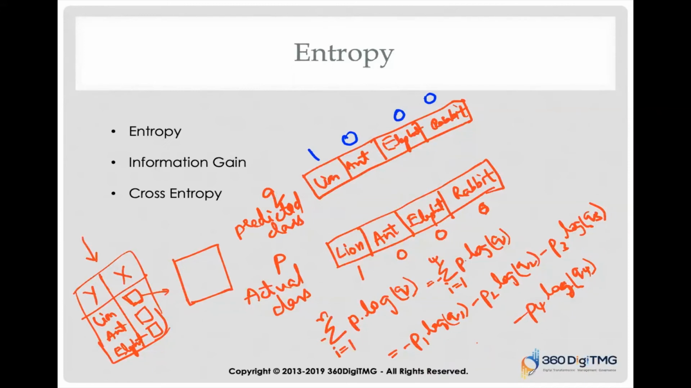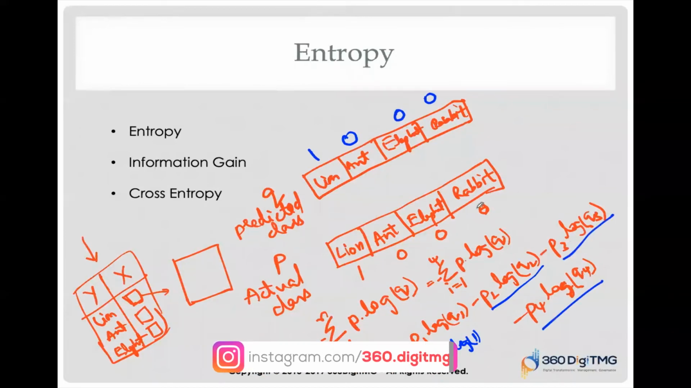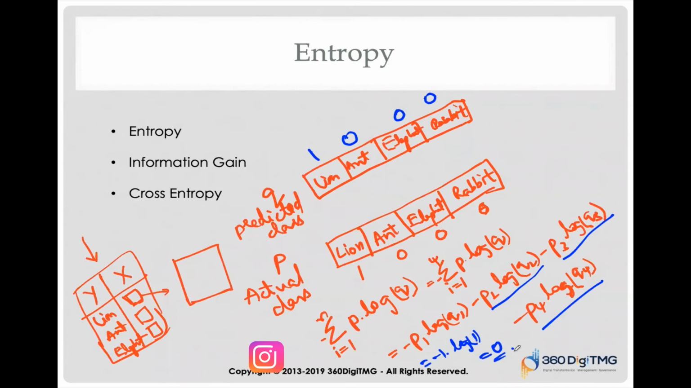Yep. So what would you get then? It'll be 1 into minus 1 into log of 1, because here q1 is 1, minus 0 into log of 0. This will become 0. P3 is 0 into log of 0, which will become 0 anyway. P4 is 0 into log of q4, which is 0. You get 0. And log 1 is 0, so you get 0. That means there is no error.